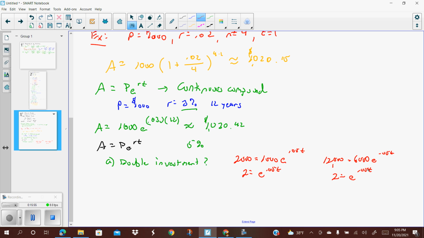Once I do the division, I'm going to end up with exactly the same equation no matter what the investment is. 2 equals whatever's on the right side of the equation. So you don't have to know the initial investment. It's going to take the same amount of time to double it regardless of what your actual investment is. So if I want to double my investment given a 5% rate, the equation is 2 equals e to the 0.05t. And if that doesn't really make sense to you, just pick a value for P, double it on the left side, and you're going to end up with this equation anyway.